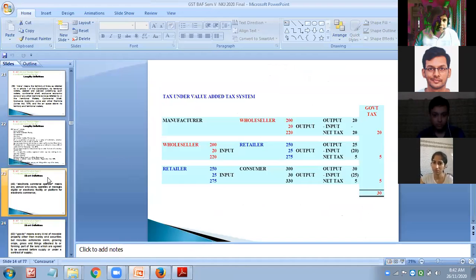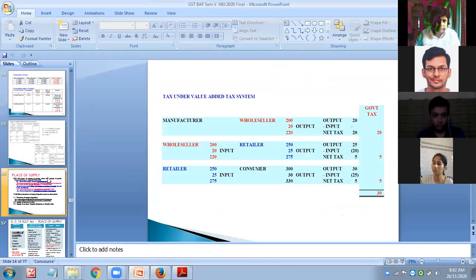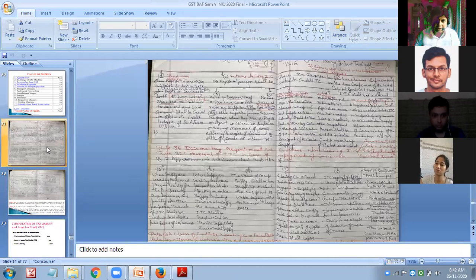So now I'll directly jump to these sections of GST.